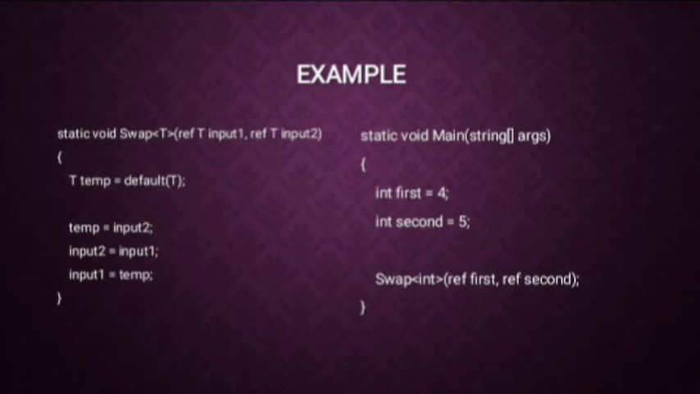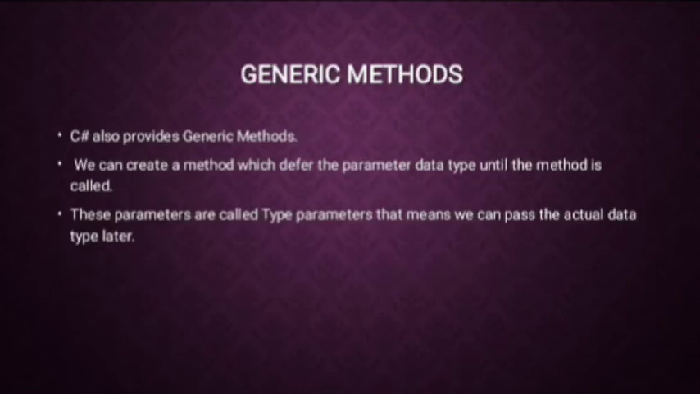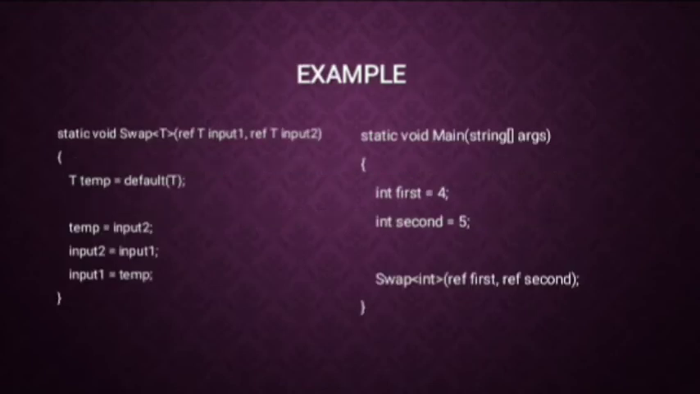Now the right side is the main function, static void Main. We have initialized the numbers first equal to 4 and second equal to 5. What is this line? Swap of int, reference first, comma, reference second. This is the calling method. In this slide, type parameters mean we can pass the actual data type, so the passing is done here. Swap of int, where int is the parameterized data type, with first and second passed by reference. So these 4 and 5 are passed to the method void Swap of T.